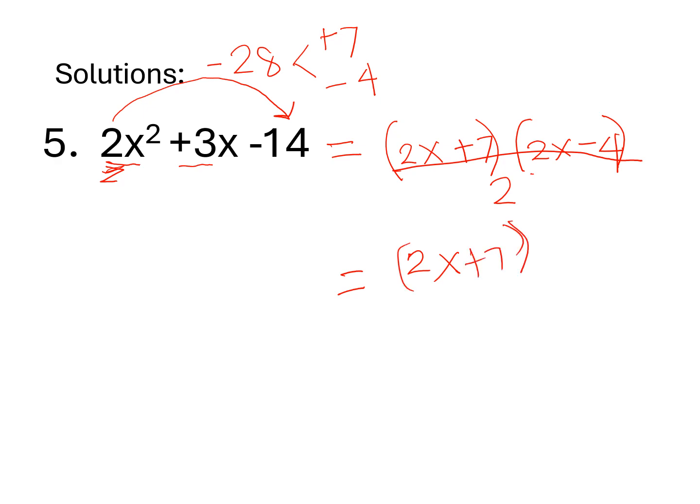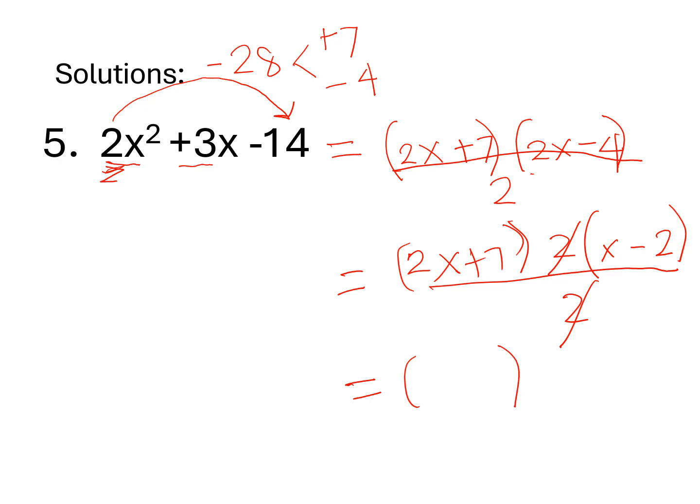Their greatest common factor is 2. 2 times, to get the other factor, divide 2x divided by 2, that is x. Then, negative 4 divided by 2, that is negative 2. Then, divide by 2, copy. Then, canceled out. 2 divided by 2, that is 1. So the two factors are 2x plus 7 times the quantity of x minus 2.